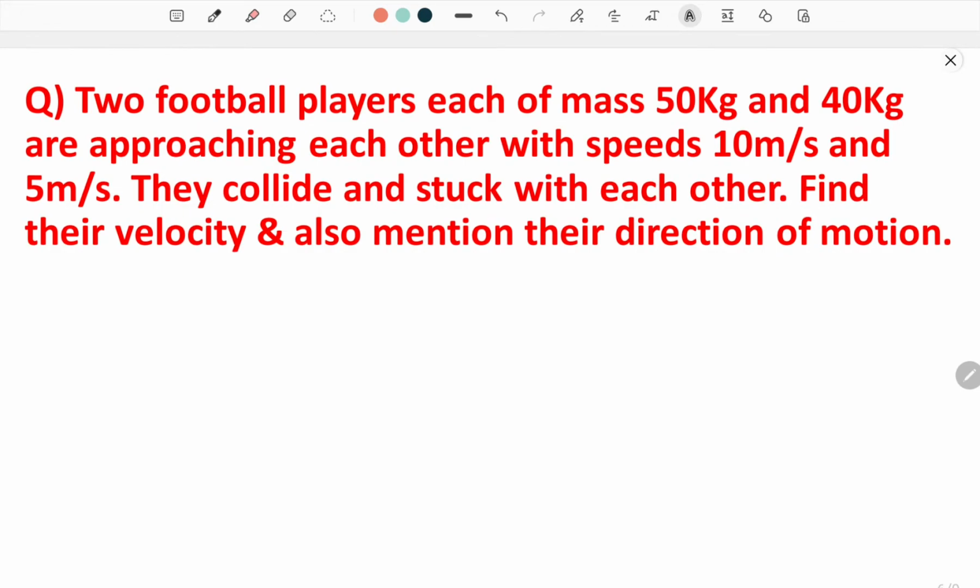The question is like this. These are all similar kind of questions that were discussed in the fourth video. All right, two football players, each of mass 50 kg and 40 kg, are approaching each other with speeds 10 meter per second and 5 meter per second. So here is one football player. Okay, here is one more football player.